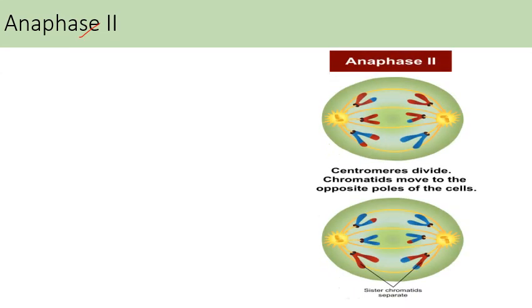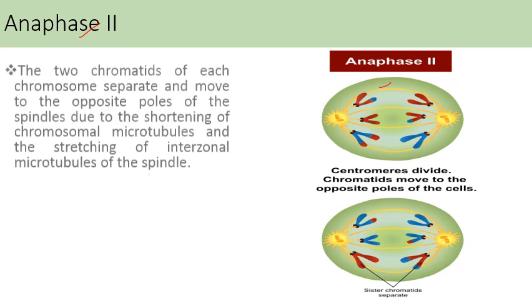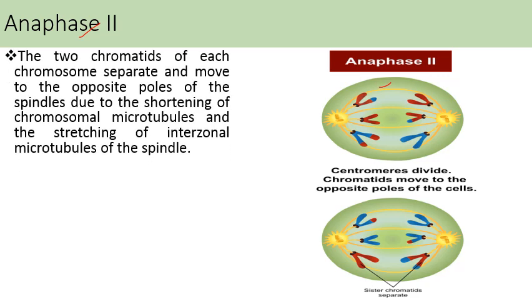The next phase is Anaphase II. It is just similar to that of mitosis. Here, the chromosome breaks from the centromere, and each arm of the chromosome will move towards the opposite pole due to stretching of these interzonal fibers. So the two chromatids of each chromosome separate and move to the opposite poles of the spindle due to the shortening of chromosomal microtubules and the stretching of interzonal microtubules of the spindle.